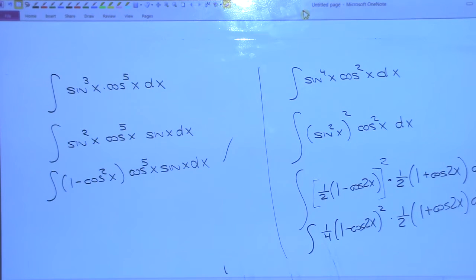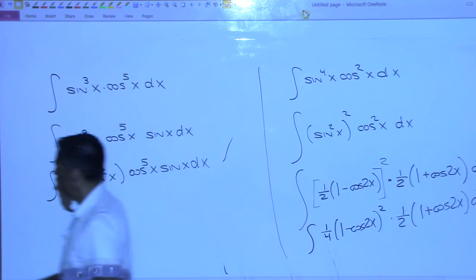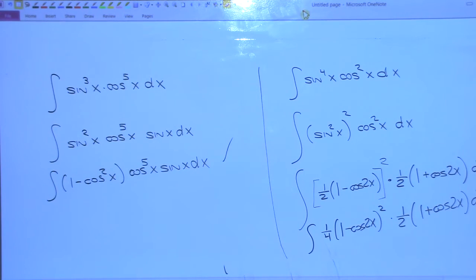What's the difference between the sine squared x on the top and the bottom one? There's a big difference between these. This one gives you a relationship between sine squared x and cosine squared x. This one gives you a relationship between sine squared x and cosine 2x, not squared.